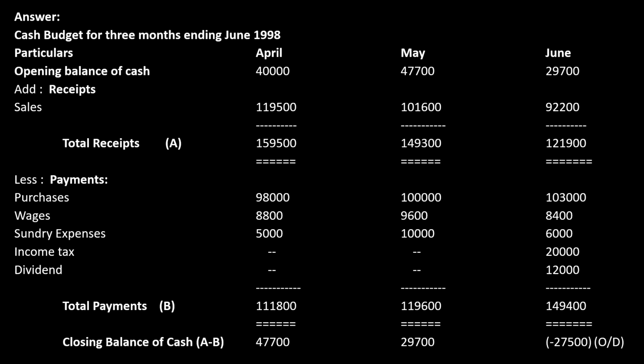Then the sales for April from the working note. From the working note we can make out the sales for April is 1,90,500. Then sales for May is 1,01,600. The sales for June is 92,200.